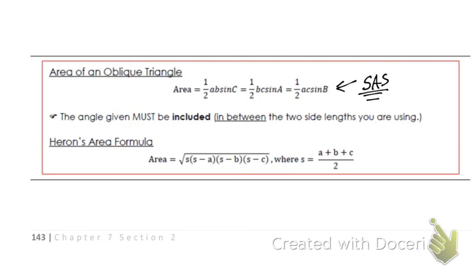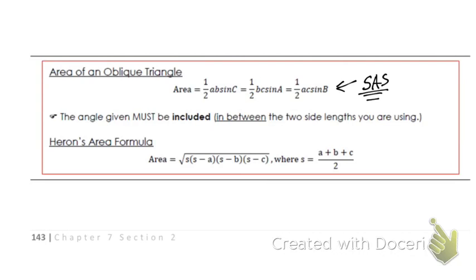So on number 25 of the homework, it was missing one of our angles. We would have had to find it either way. So you need to have side angle side in order to use this formula to find area. Once again, formulas can go on that formula sheet. The other one is pretty cool.